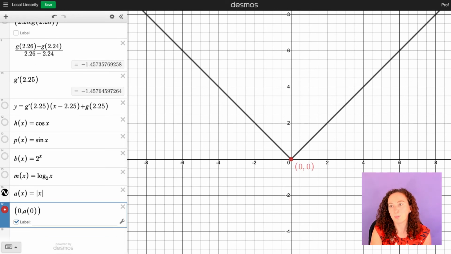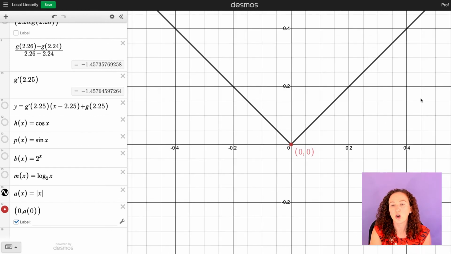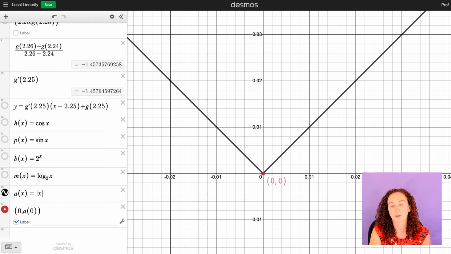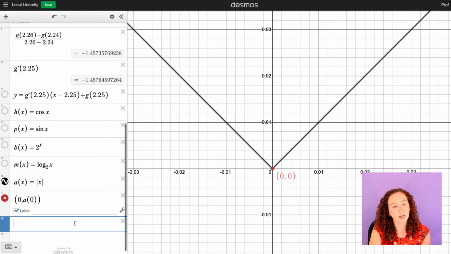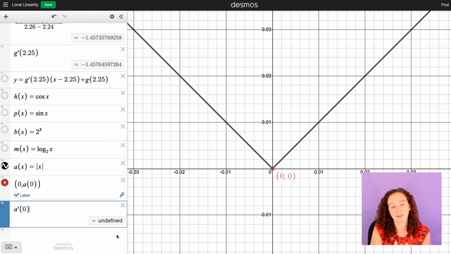If we zoom in at this point, notice that no matter how much we zoom in, we never get a line. And we could just keep on doing this over and over and over. And we will unpack what are the features of this function that lead it to not be locally linear. But I just want to draw your attention to this example so that you know not all functions are locally linear. So you can keep zooming in, you're not going to get anywhere. And let's see what happens if I ask Desmos for that slope, and I get undefined. It doesn't exist.